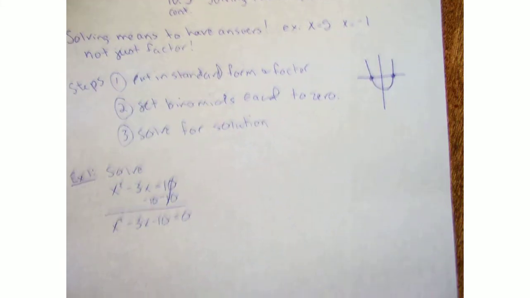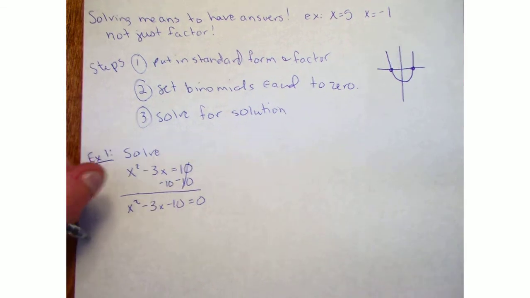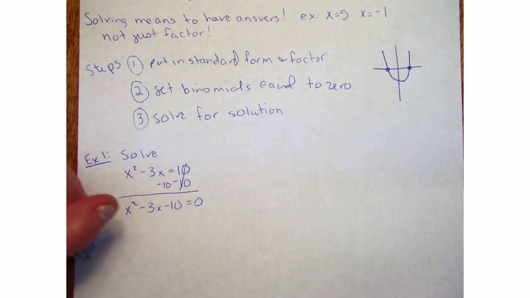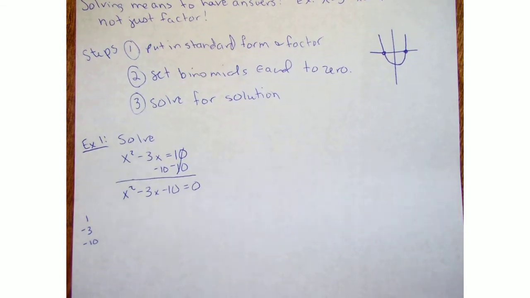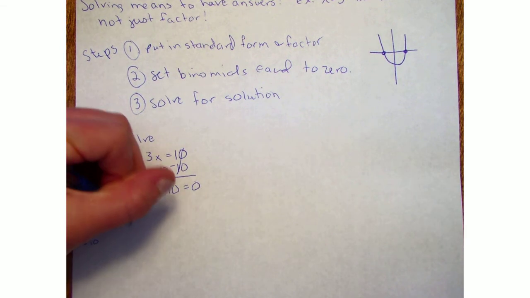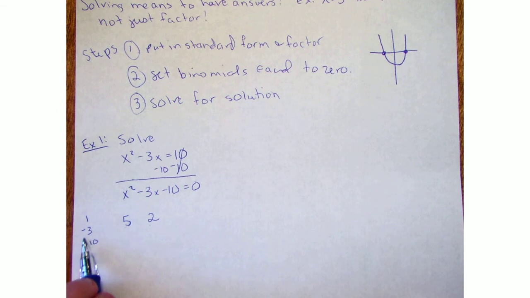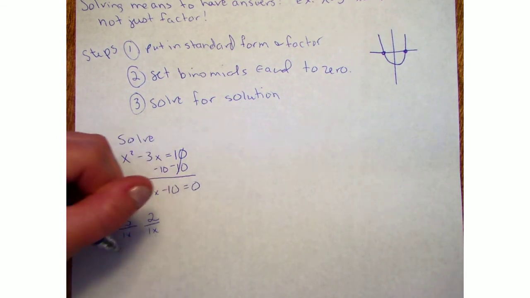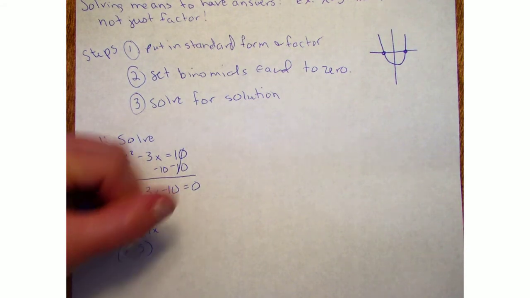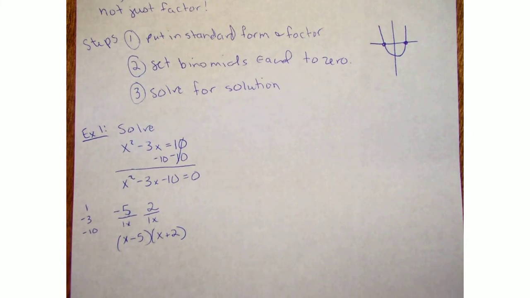Now you're left with something like we had yesterday. So from there, you can list your ABC. So 1, -3, -10. You have to ask yourself, okay, what are two things that multiply to give me -10 but add to give me -3? 5 and 2 works. 5 has to be negative because 3 is negative. Put it over 1x, put it over 1x. You're left with x minus 5, x plus 2. So that's exactly what we did yesterday.